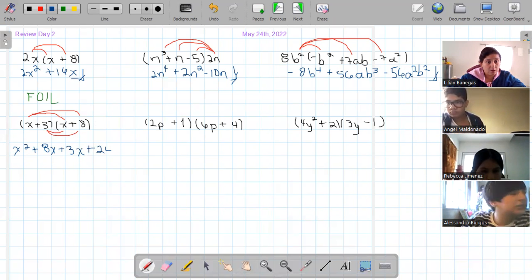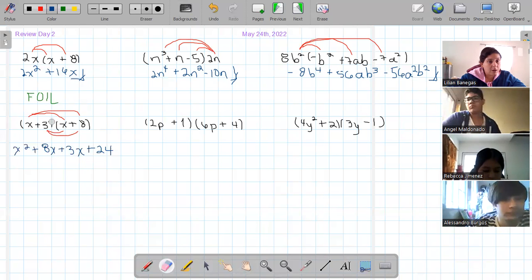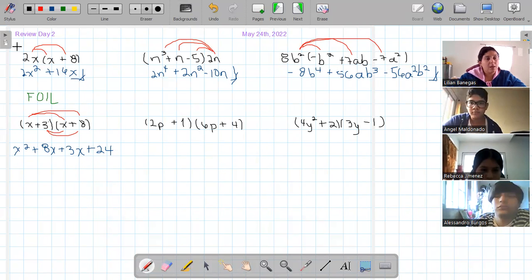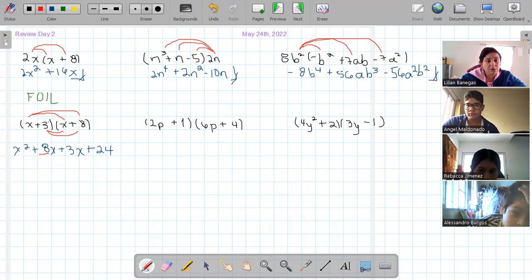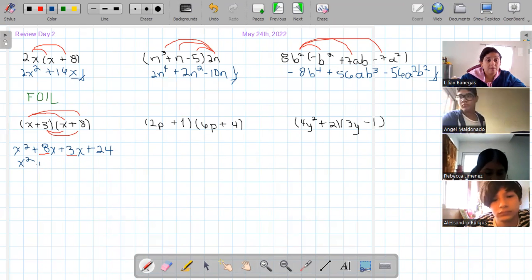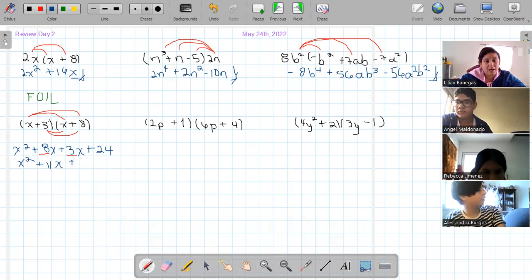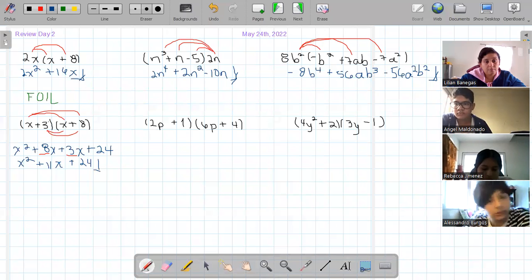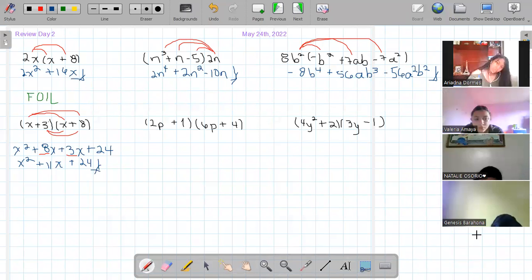Okay, just to make it clear, this is a parenthesis, okay? I know you didn't get confused, but just in case. Now, I told you, middle terms are like terms, and you can see 8x is a like term of 3x. So we're going to simplify that in order to have the answer in the simplest form. I copy the x squared because it does not have a like term. How much is 8x plus 3x? Positive 11x. And I copy the 24 because it does not have a like term either. And that's it. That's my final answer.